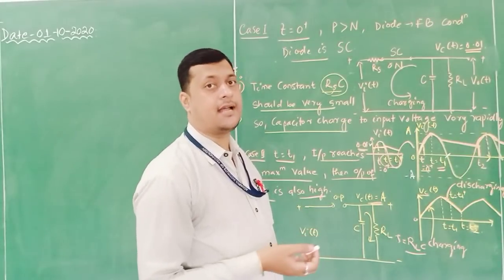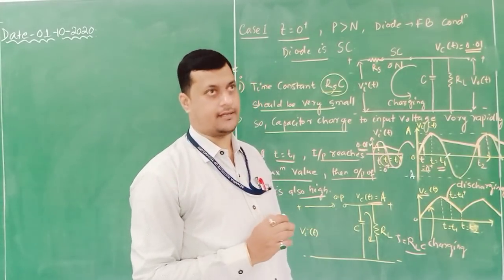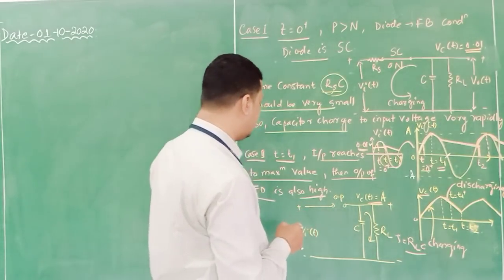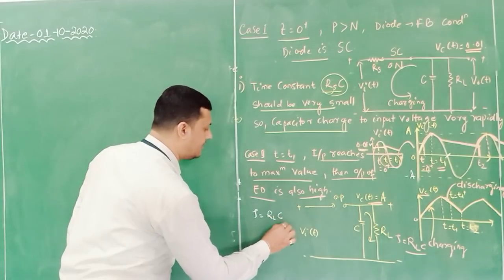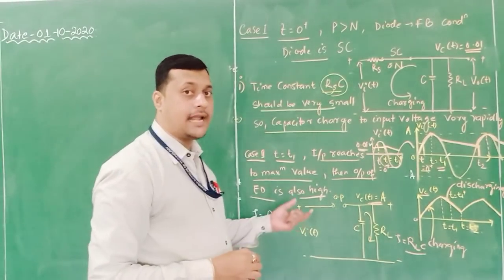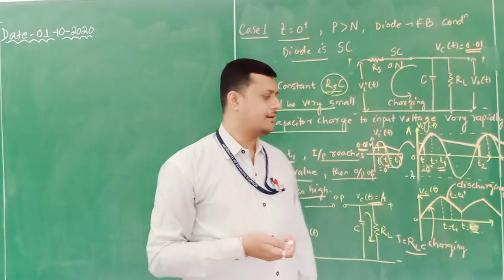And when the capacitor starts discharging, the time constant again comes into the picture. Last class I discussed the time constant tau equals R_L times C. This time constant plays a vital role in forming an envelope.